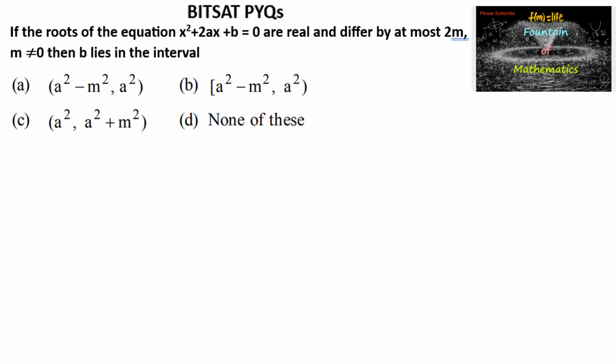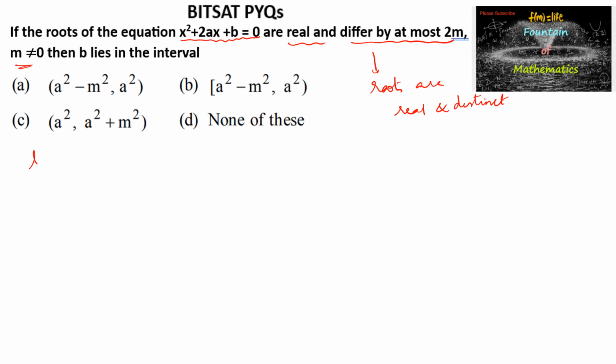Given that the roots of the equation x square plus 2x plus b is equal to 0 are real and differ by at most 2m, where m is not equal to 0, then b lies in the interval. So here, they are real and differ by at most 2m means we can say roots are real and distinct.